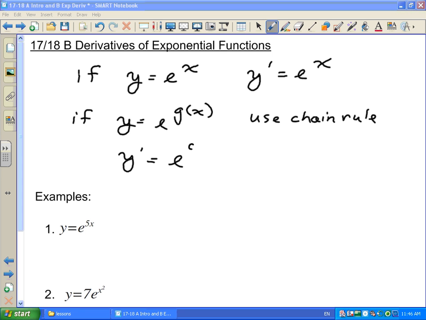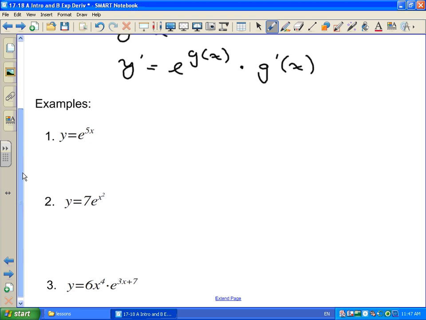So we do our original function, e to the g of x. Okay? And then we multiply that by the derivative of our inner function, which is g of x. So we just multiply this by g prime of x. Okay? So it's our original function, whatever we see, multiplied by the derivative of what is in the exponent. Okay. So let's take a look at a couple of examples here.